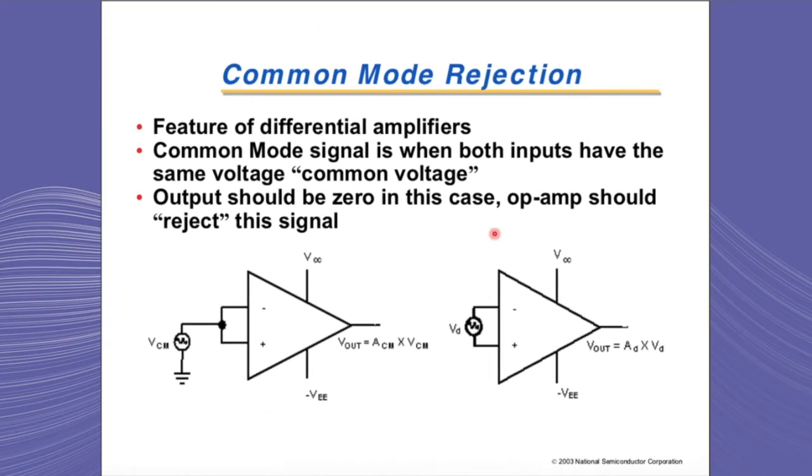Common mode rejection is a feature of differential amplifiers. Op amps are amplifiers with differential input, so common mode rejection applies to operational amplifiers. A common mode signal is when both of the inputs of the amplifier have the same voltage, or they have a common voltage across them. Under this condition, the output of the amplifier should be zero, or the amplifier should reject the signal and not amplify it.